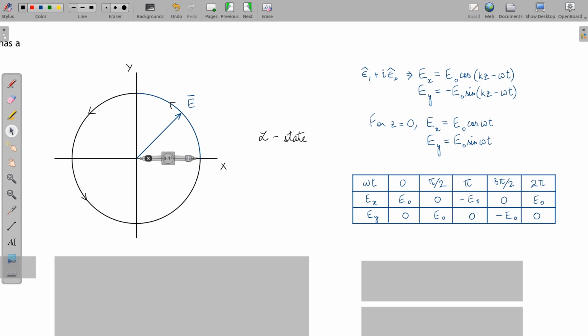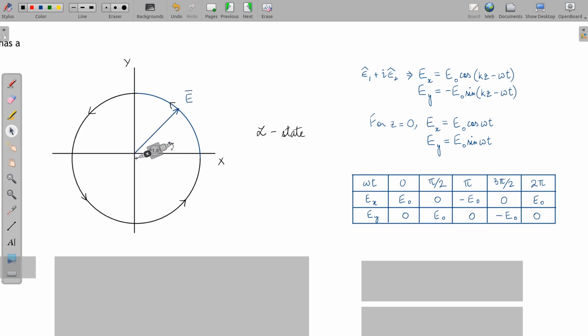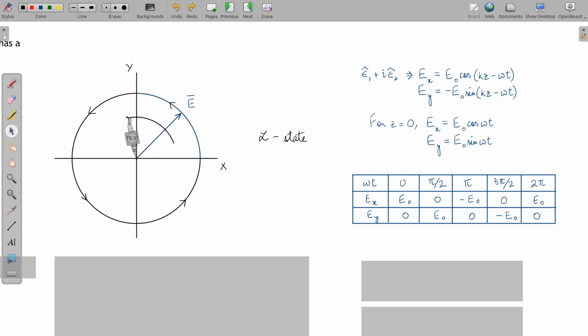It comes back over here. So we can see here it has gone through one full cycle in the anti-clockwise direction. So we can say that in this case the electric field vector is going to travel in the anti-clockwise direction. So this anti-clockwise motion of the tip of the electric field vector, that's what the L state is all about.